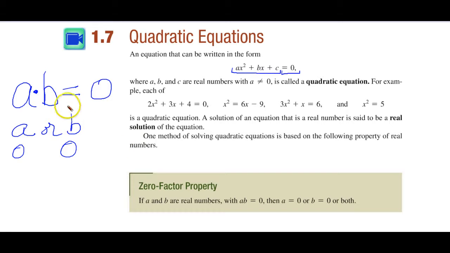Now, we're going to see as we get into this that we're going to take our trinomials that we did earlier and factor them and equal them to 0. So this factor equals 0, and this factor equals 0. And we'll go through the property, but again, put a big star by this because this is an important process here.